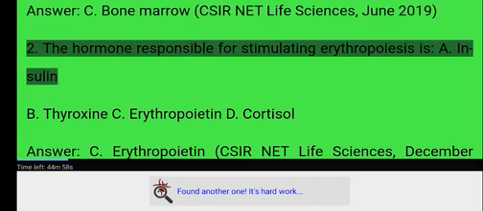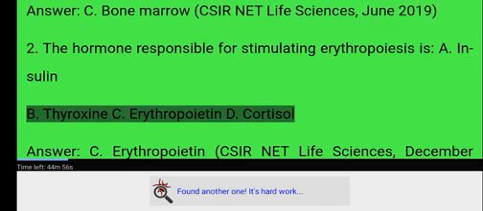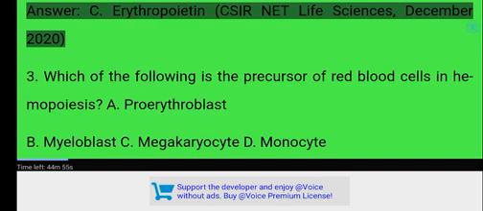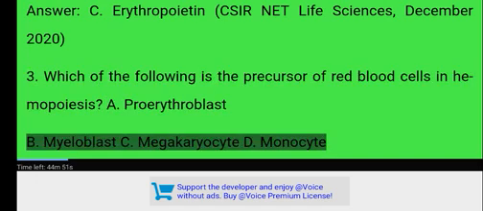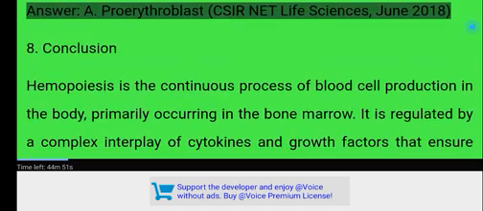2. The hormone responsible for stimulating erythropoiesis is: A. Insulin. B. Thyroxine. C. Erythropoietin. D. Cortisol. Answer: C. Erythropoietin. CSIR NET Life Sciences, December 2020. 3. Which of the following is the precursor of red blood cells in hematopoiesis? A. Proerythroblast. B. Myeloblast. C. Megakaryocyte. D. Monocyte. Answer: A. Proerythroblast. CSIR NET Life Sciences, June 2018.